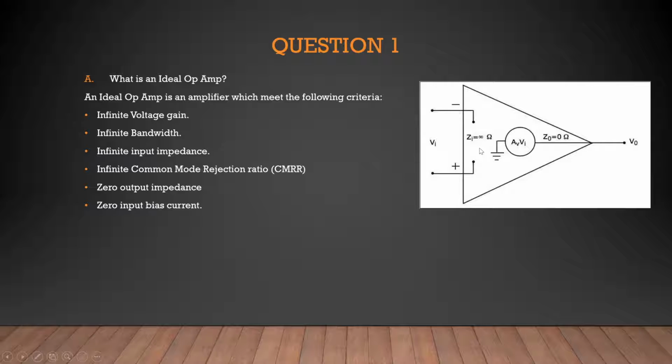As you can see from the diagram, this is an ideal operational amplifier diagram. It meets the criteria. The input impedance is infinite, and the output impedance is 0. The voltage gain, we have to calculate, should be infinite too. For zero input bias current, the input bias currents here, I1 and I2, should be 0 too, since the input impedance is infinite. So the voltage that will come through here will also be 0.